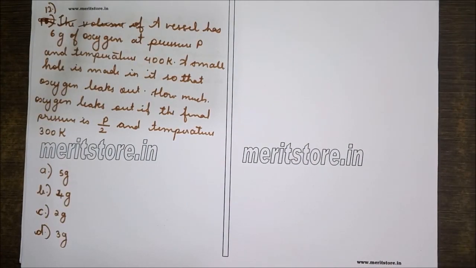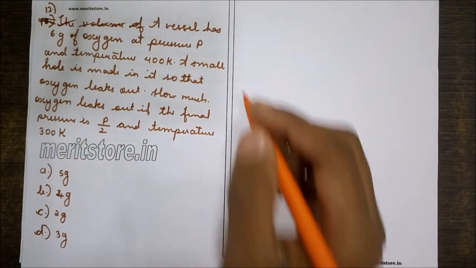A vessel has 6 grams of oxygen at pressure P and temperature 400 Kelvin. A small hole is made in it so that oxygen leaks out. How much oxygen leaks out if the final pressure is P by 2 and the temperature is 300 Kelvin? The options given are 5 grams, 4 grams, 2 grams and 3 grams.